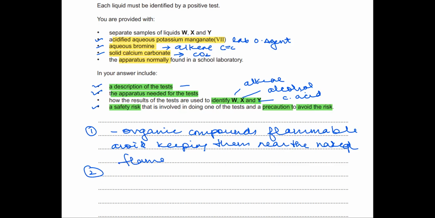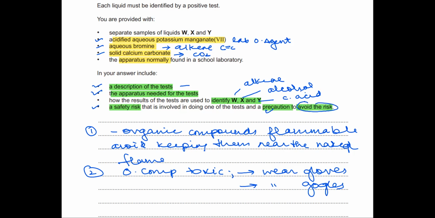The second precaution is that some of these chemicals are toxic in nature. Some organic compounds are toxic in nature. For the substances which are toxic, we need to wear gloves, and we need to wear goggles as well. So these are basically the precautions we will take in order to avoid any risk.